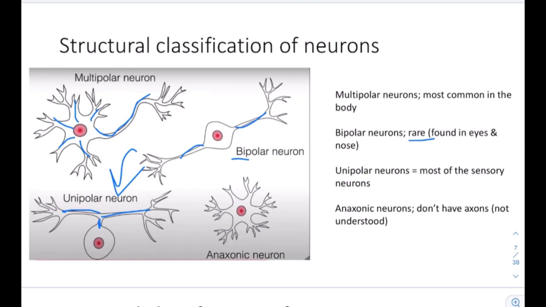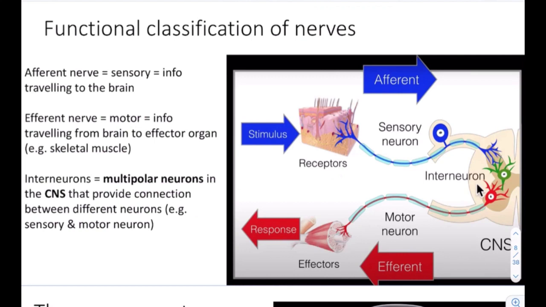And then lastly, we have anaxonic neurons, which from the name, they don't have axons. Anaxonic. An means without. And the function of these neurons is not understood, but you can just recognize their structural classification. Okay, so let's talk about functional classification of neurons or nerves. We have something called an afferent nerve with an A.